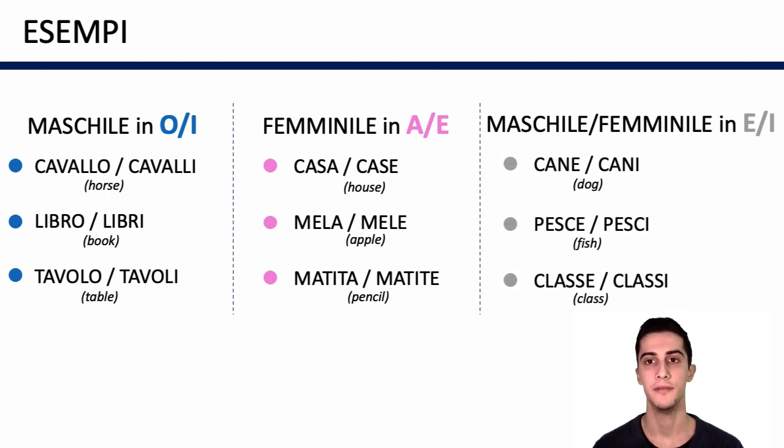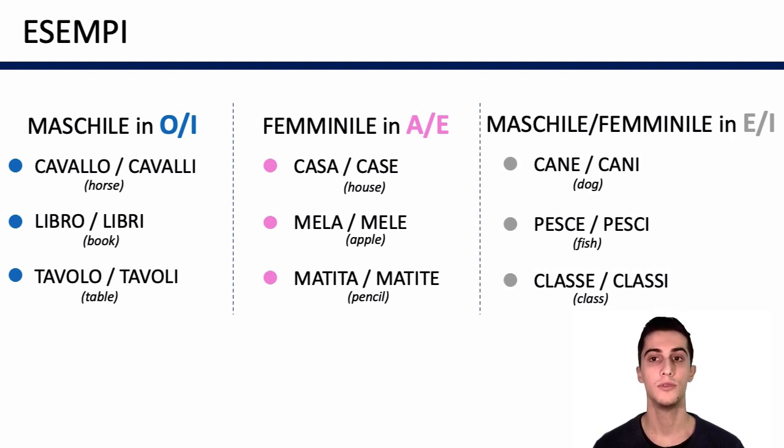Cane, cani. Okay, in that specific case, cane is masculine, il cane, the dog. Pesce, pesci, fish. Il pesce. Also in this case, pesce is masculine. But if you look at the last one, classe, classi, classe is feminine, la classe.